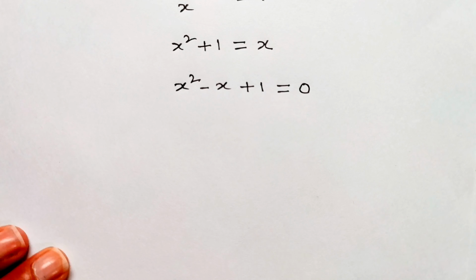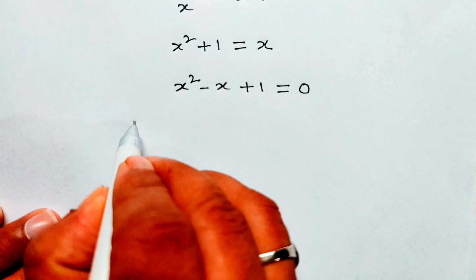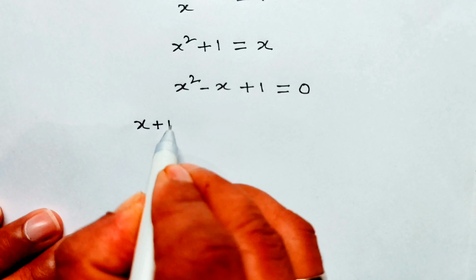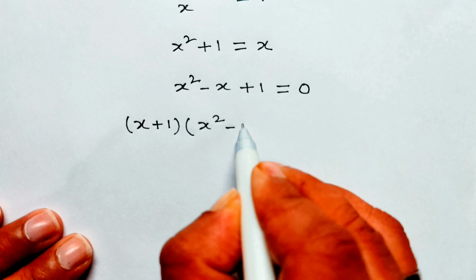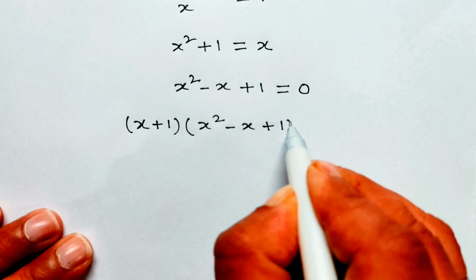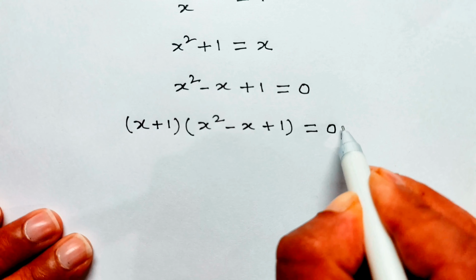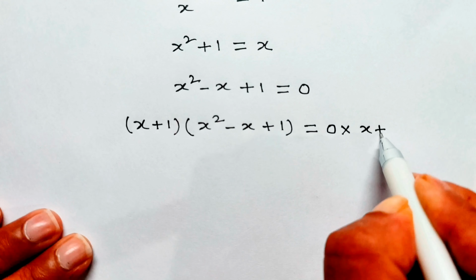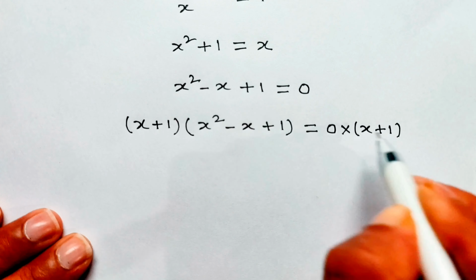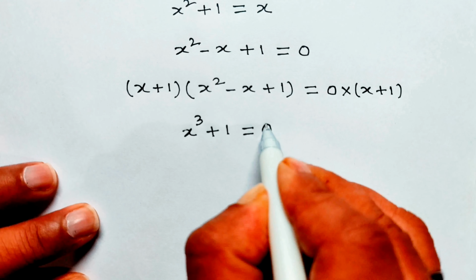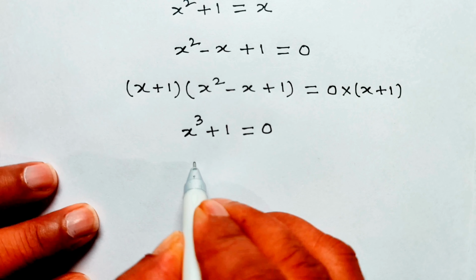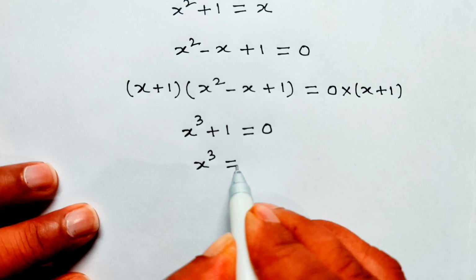Multiplying both sides by x plus 1, we get x plus 1 into x to the power 2 minus x plus 1 equals 0 into x plus 1. Then x to the power 3 plus 1 equals 0. Then x to the power 3 equals minus 1.